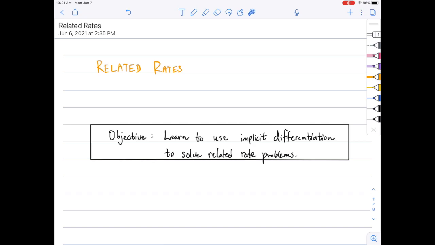Welcome back, everybody. Today we're going to be talking about related rates. So the goal today is to learn how to use implicit differentiation to solve related rates problems. So far we've been looking at rate problems. That's what we've been doing in calculus.